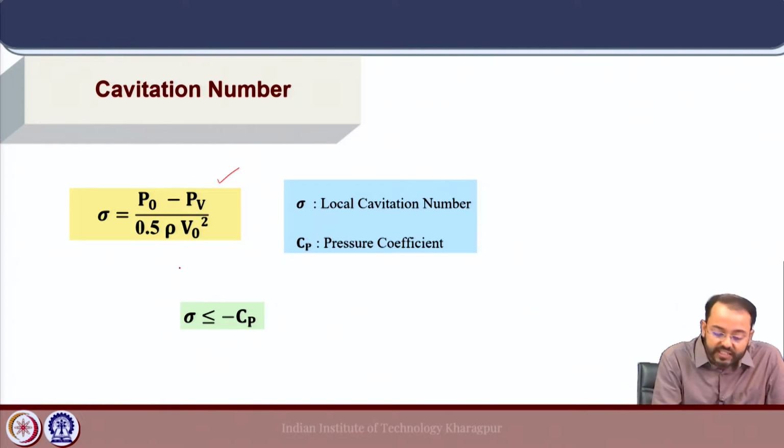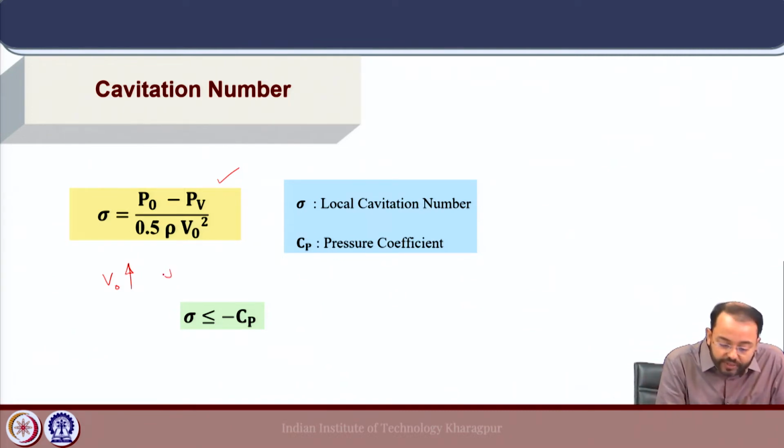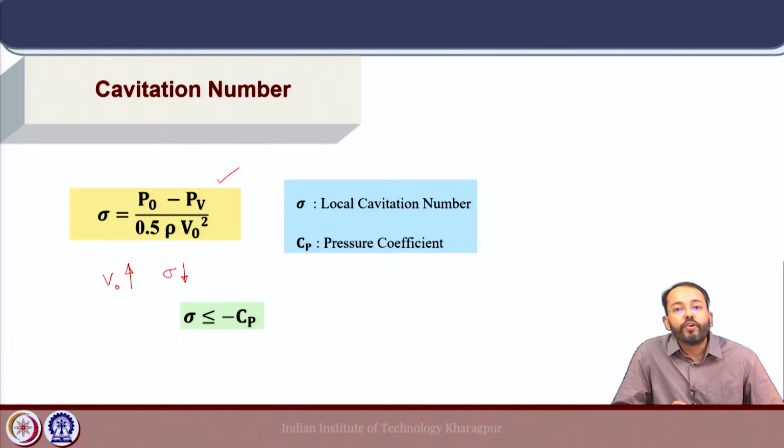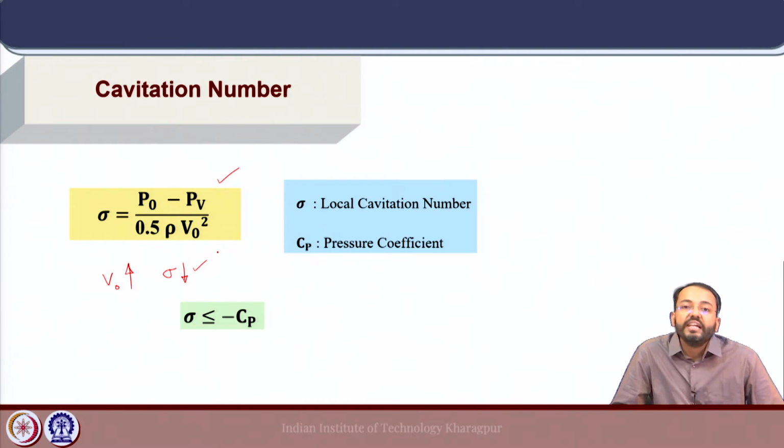So, if this term V0 increases to very high values, then the cavitation number value will decrease. For a propeller blade, we can say that the probability of cavitation occurrence will be higher and its effects will be more pronounced on the propeller blade if the cavitation number is lower. So, the higher the velocities on the propeller blade, the lower will be the cavitation number, and that will lead to greater probability of cavitation occurrence on the propeller blade.